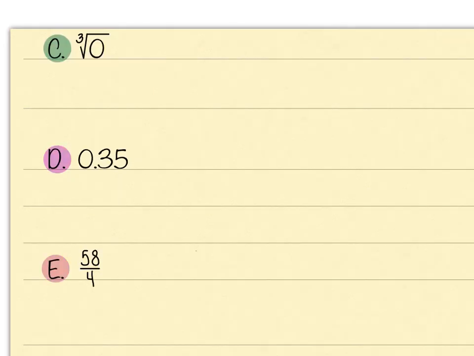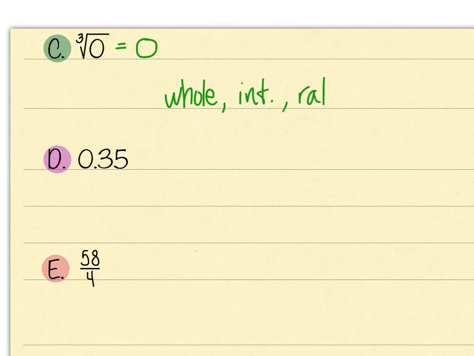Example C wants to know the cubic root of 0, and the cubic root of 0 is 0. So that is not a natural number because natural numbers don't include 0. Whole numbers do. So we've got whole numbers, we've got integers, and then we've got rational numbers again. That's what 0 would belong to. Example D, this is a terminating decimal, so it is rational, and that's it. It's not a whole number, it's not an integer, so it's just rational.